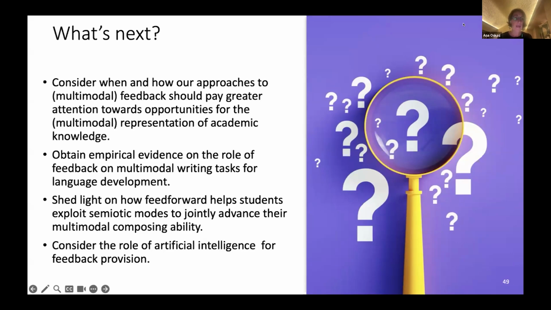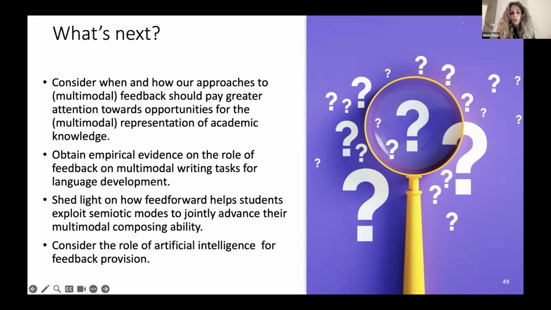At the end of the day, even though we are aware of the need to include multimodal composing in the classroom, we are also invested in our students' language development, as we said several times. Therefore, we need more research looking into whether the multimodal feedback that we are giving our students really has an effect on language development.